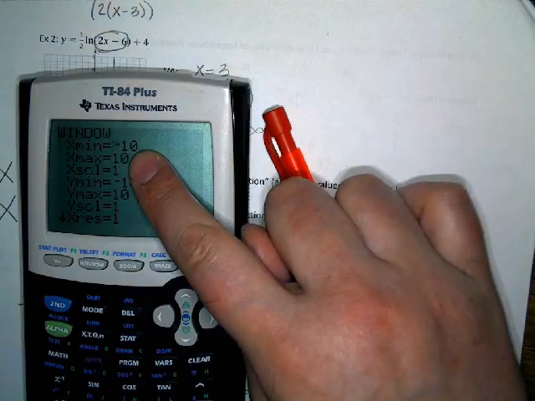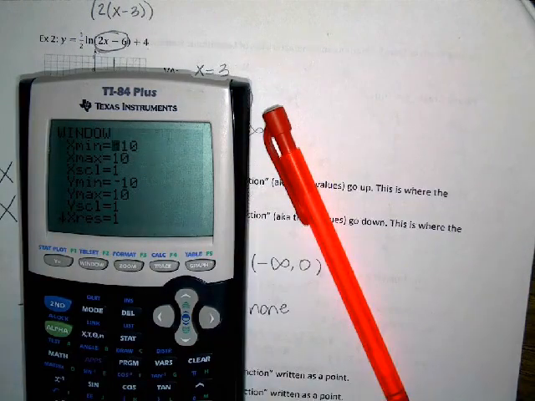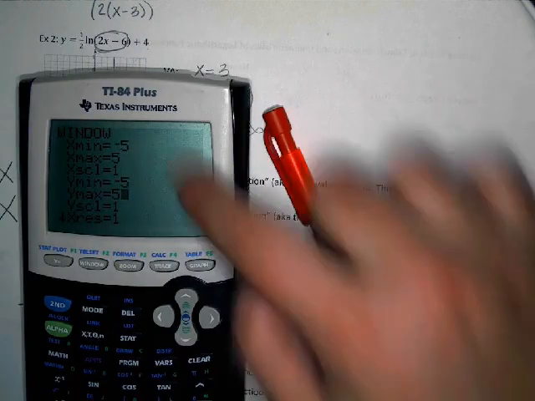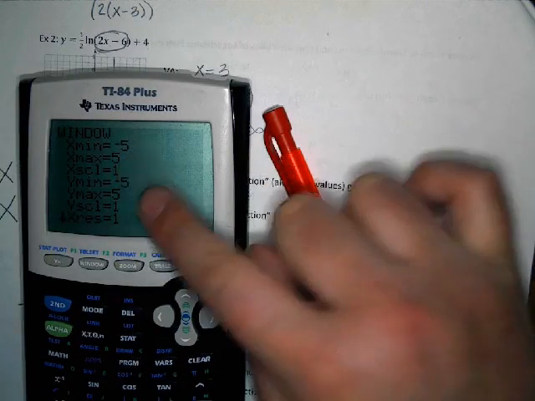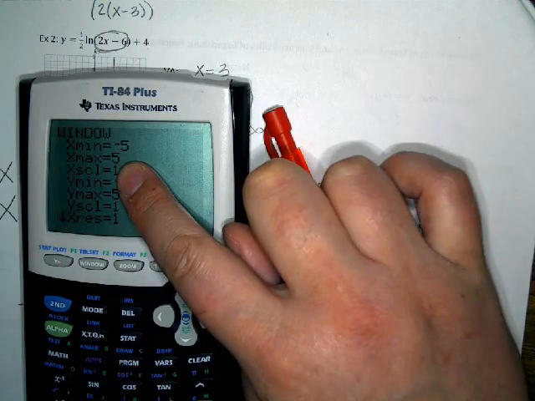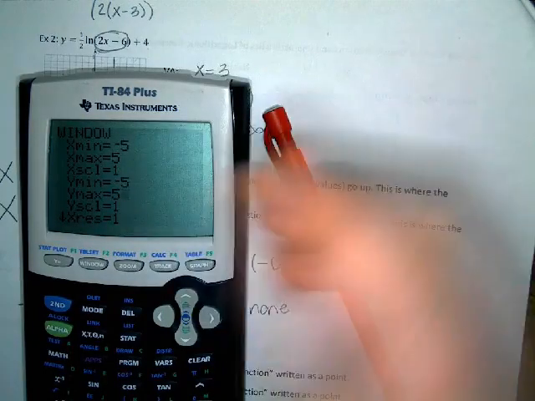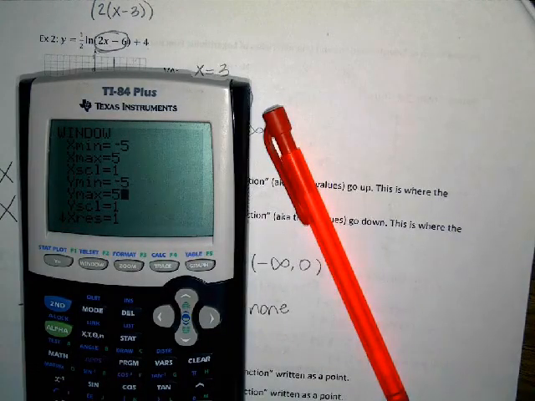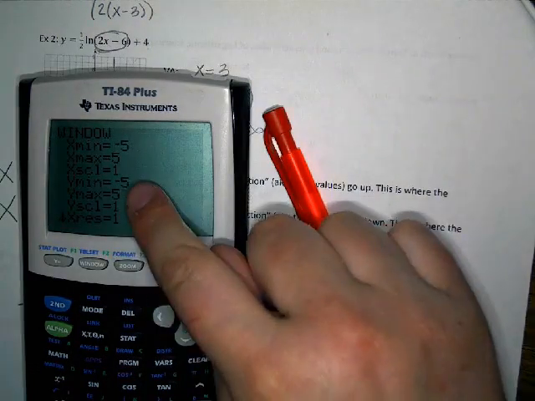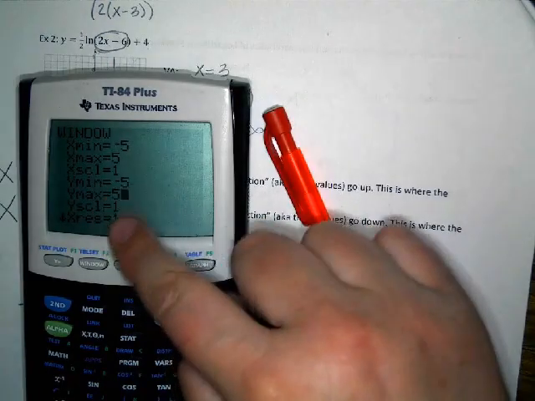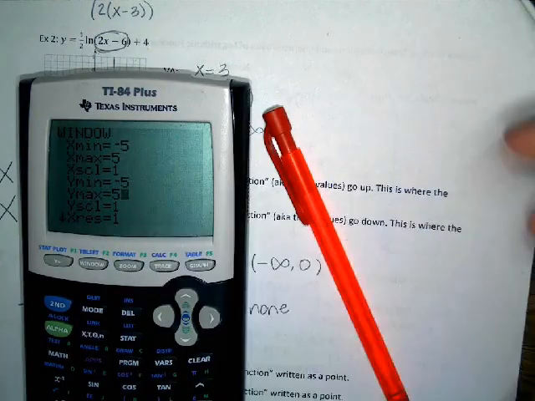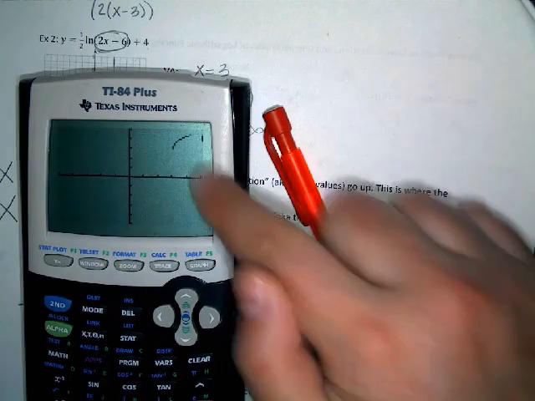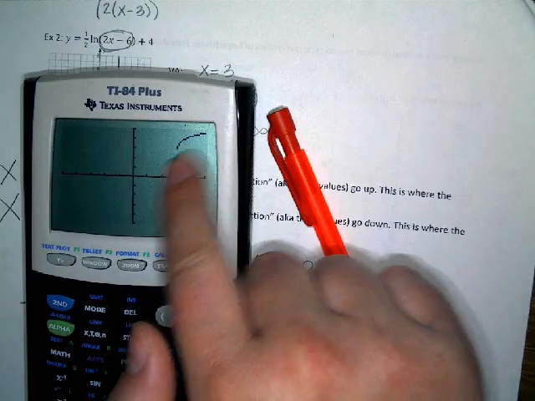So -5 to 5. I'm going to leave the x scale as 1. That just says that my little notches are going to be by 1s: 1, 2, 3, 4, 5. And then change my y min and max to 5s. Sometimes that'll help because it'll zoom me in, and then I can see a little bit more of the graph. You guys can see that this part is showing a little bit more now. It's off to the side, but it seems to show a little bit more of that curvature.